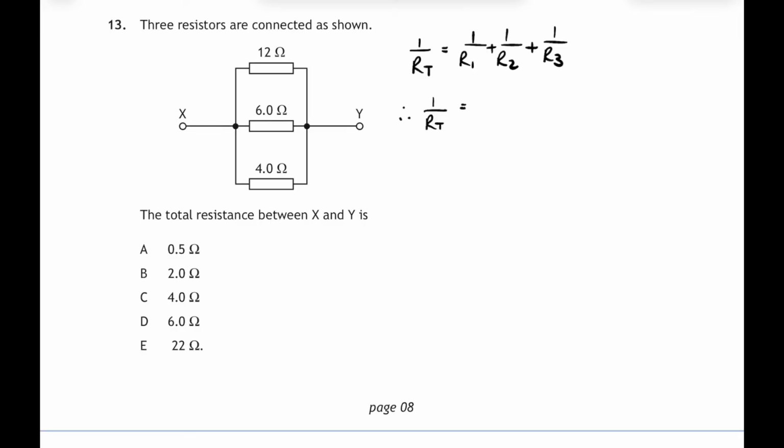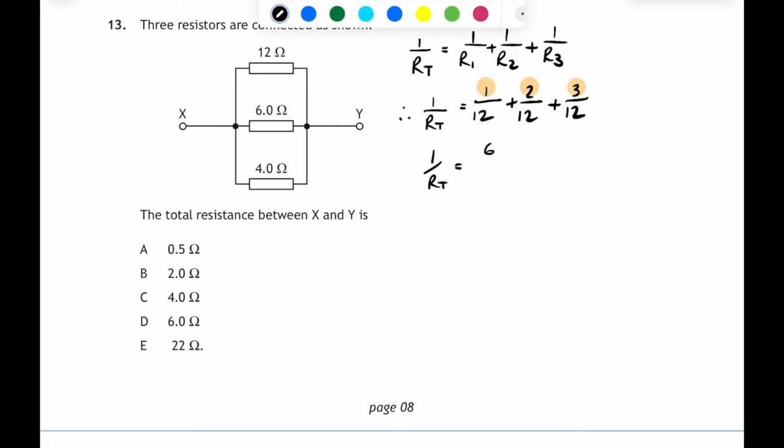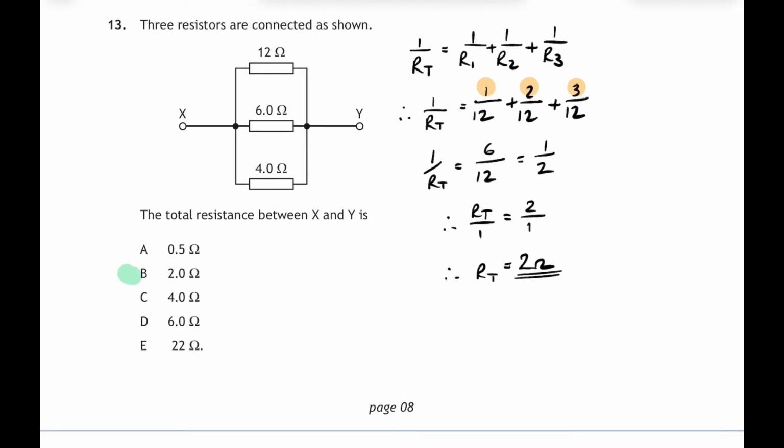Anyway, if for some strange reason you would rather do this the long way, then you can still substitute the values in, having a lowest common denominator in your fraction calculation. So it would be 1 over 12 plus 2 over 12 plus 3 over 12. And then you can add all of them together. That gives you 1 plus 2 plus 3 is 6 over 12, which is equal to 1 over 2, and then flip it upside down to give you RT is equal to 2 ohms. But much easier, just do it on the calculator.